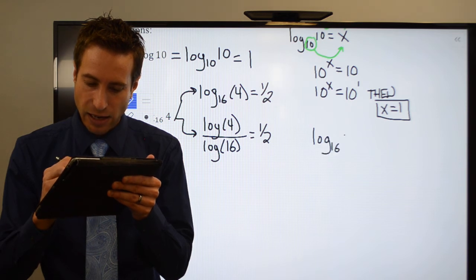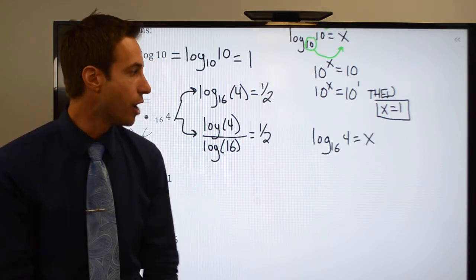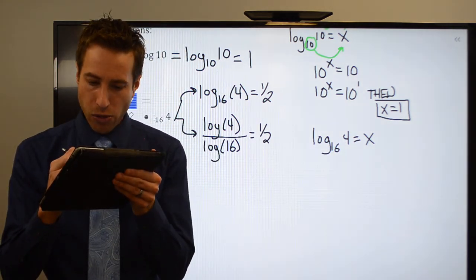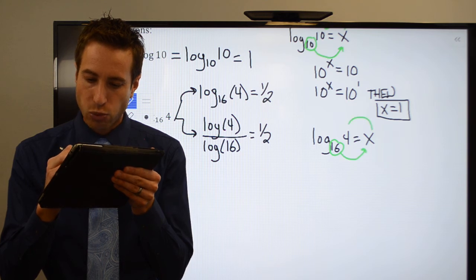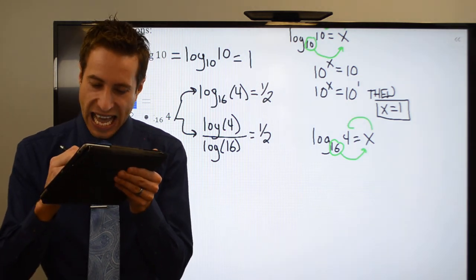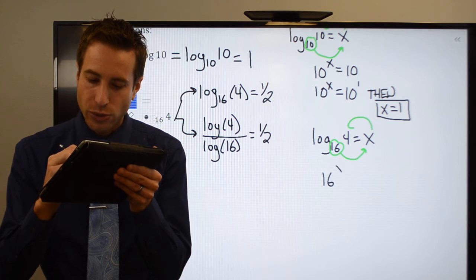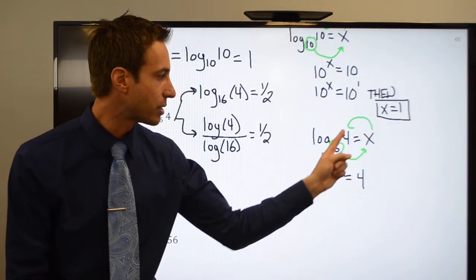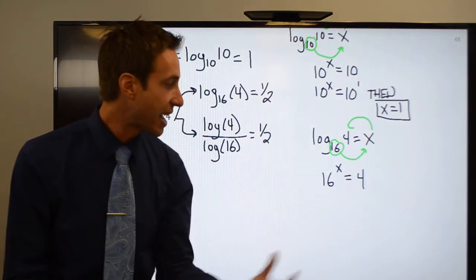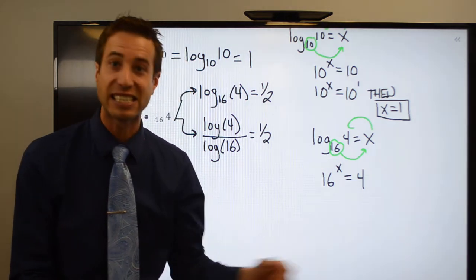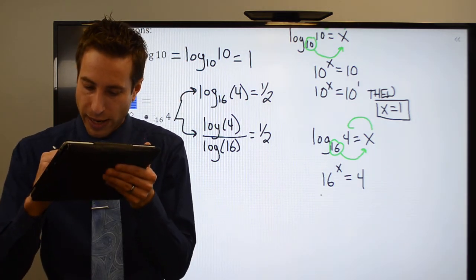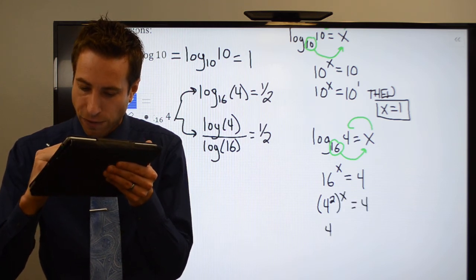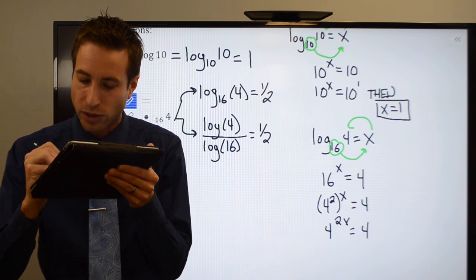Log base 16 of 4 is equal to x. I want to know, what is the log base 16 of 4? Well, I'm going to use the snail method to rewrite this as 16 to the x power is equal to 4. I rewrite it as an exponential. Then I just need to get those bases to be the same. And 16 is 4 squared. So I can rewrite that 16 as 4 squared raised to the x power is equal to 4, which means 4 to the 2x is equal to 4.